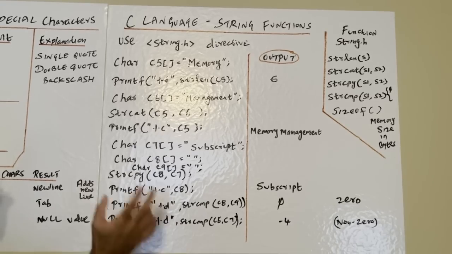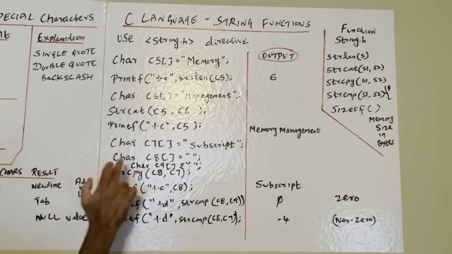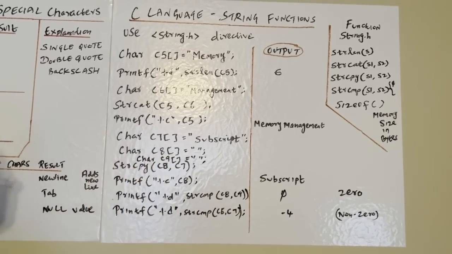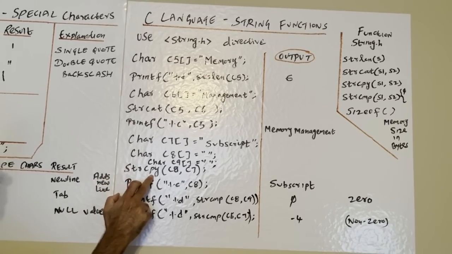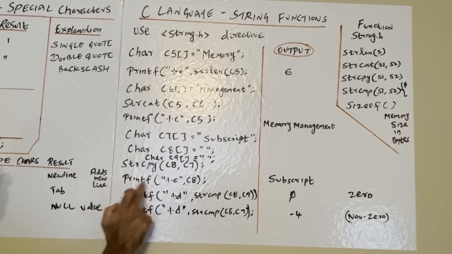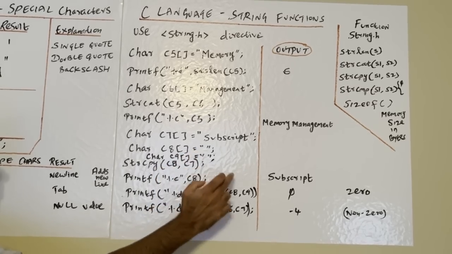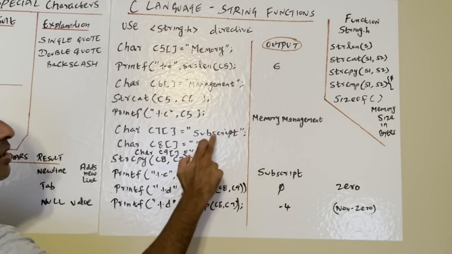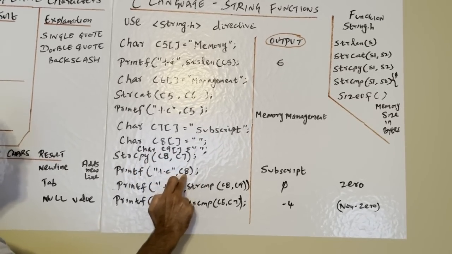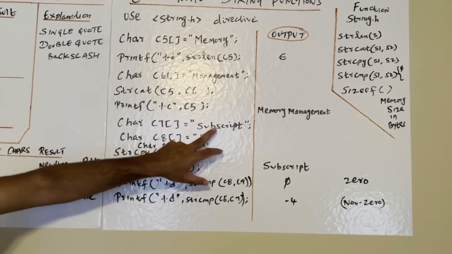The next function is, for example, I define C7 equal to subscript. C8 is an array, no values, null values. C9 is null values. So I'm using the third function, strcpy, which means copy. I'm saying copy C7 to C8. Okay, let's see printf percentage C8. What is C8? It is empty, so it should print an empty string here. But it printed C7, because in the previous statement I said copy C7 to C8 and then print C8. So C8 is subscript. I hope you understand. It replaced the empty string with the actual value.